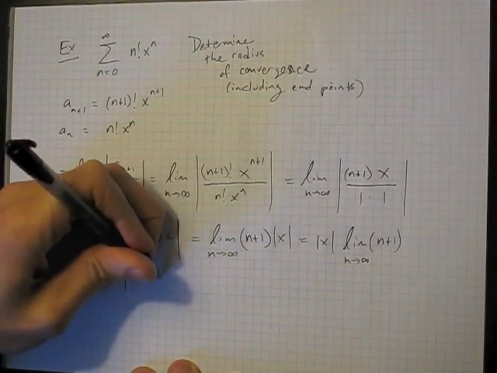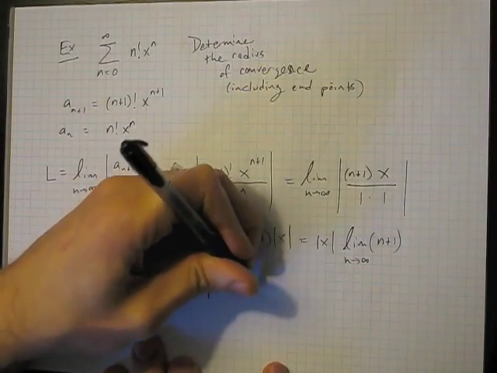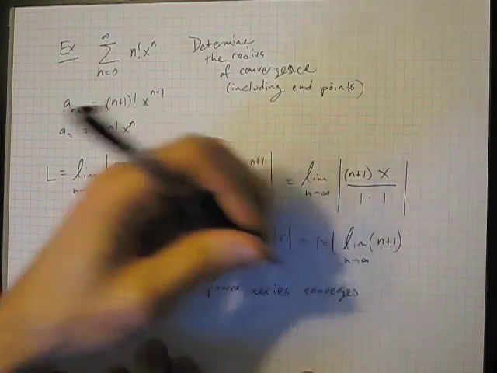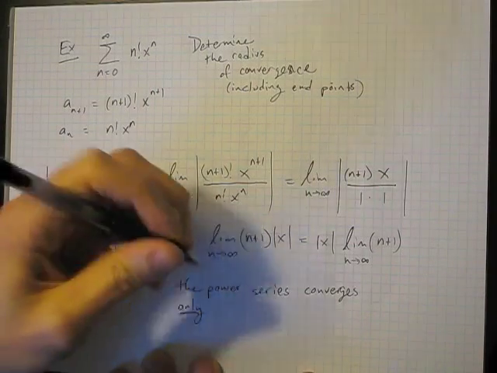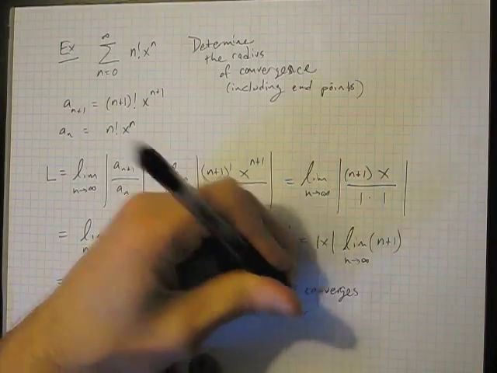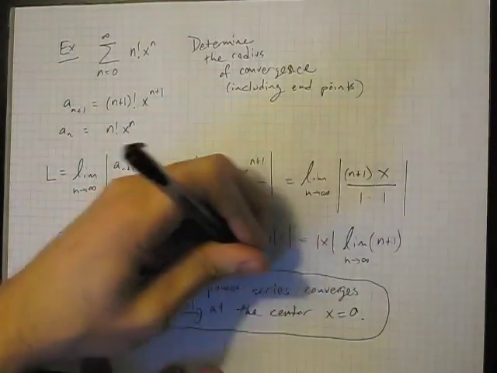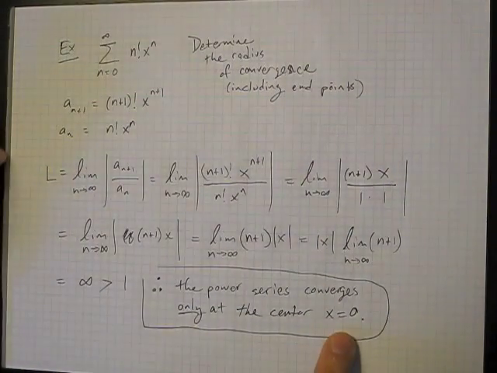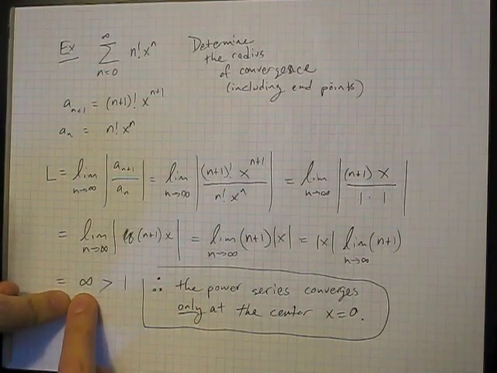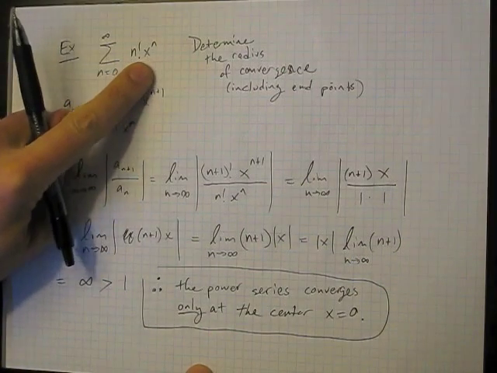Okay, so therefore the power series converges only at the center, which is when x is equal to 0. Notice that in this whole calculation, the only time this limit is not infinity is when you chose the x value of 0 from the start, which was the center of the power series.